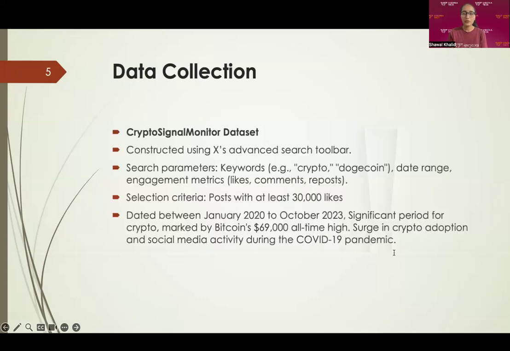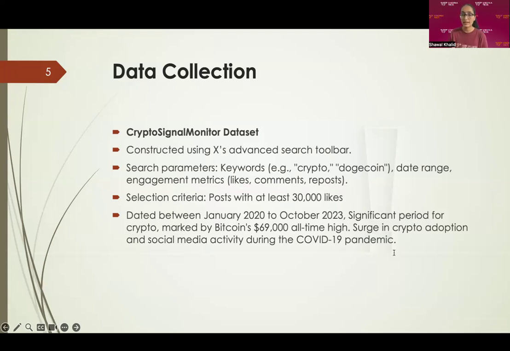So we started by using the X search toolbar, which helped us filter through tons of posts. We focused on specific keywords like crypto, Bitcoin, Dogecoin, and then we also set a date range. We selected January 2020 to October 2023. The reason we selected this period is because it includes key moments in the crypto world. Like in this time, Bitcoin also hit its all-time high, and its price was at 69,000 US dollars.